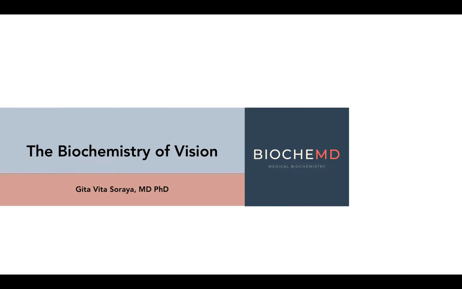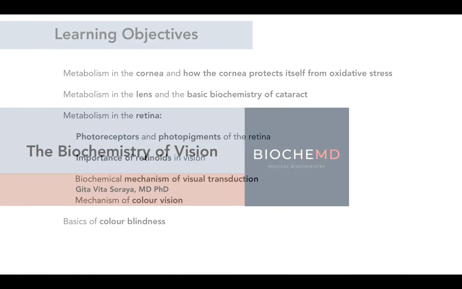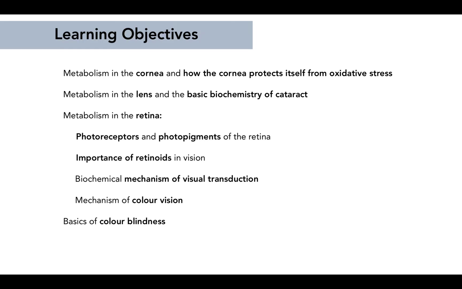This lecture will be on the biochemistry of vision. The learning objectives for this lecture are that we're going to talk about metabolism in several different parts of the eye. So what is metabolism in the cornea like, and how does the cornea protect itself from oxidative stress? Secondly, we're going to talk about metabolism in the lens and the basic biochemistry of cataract.